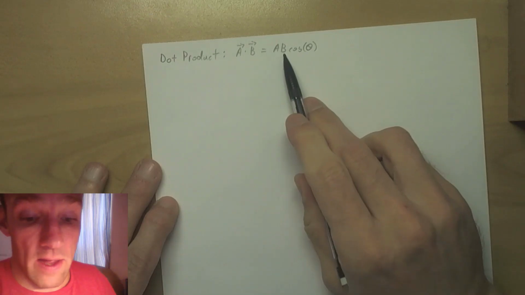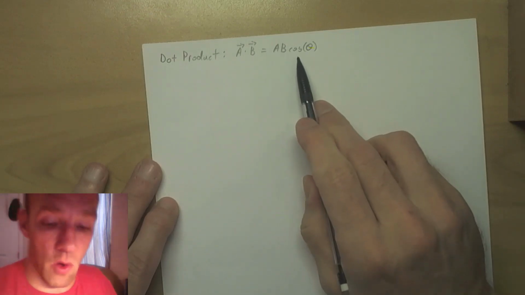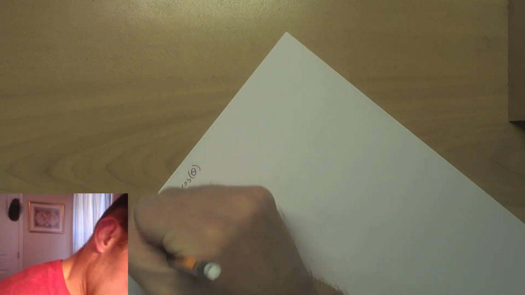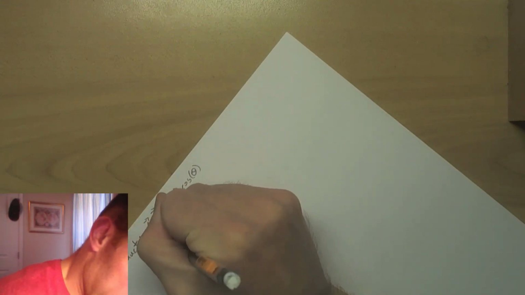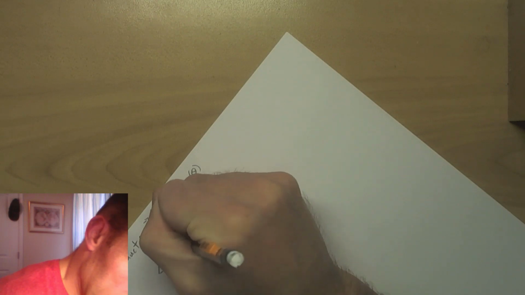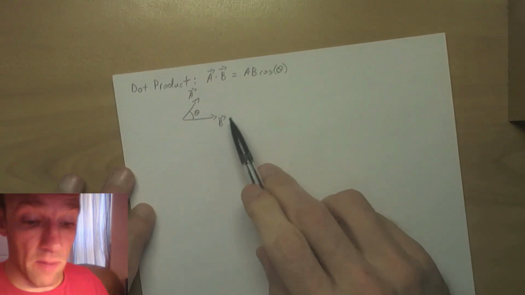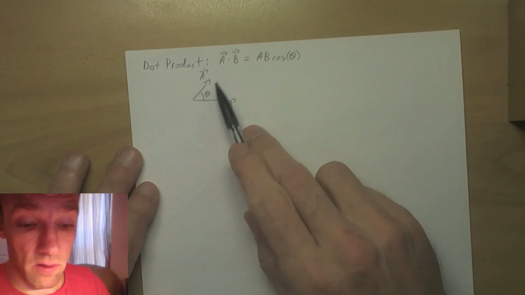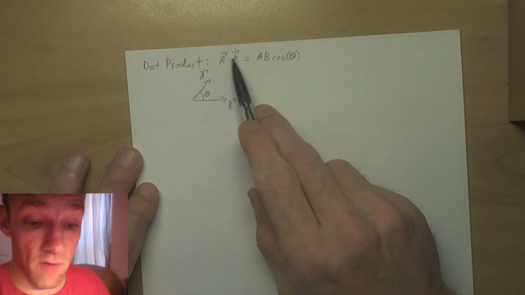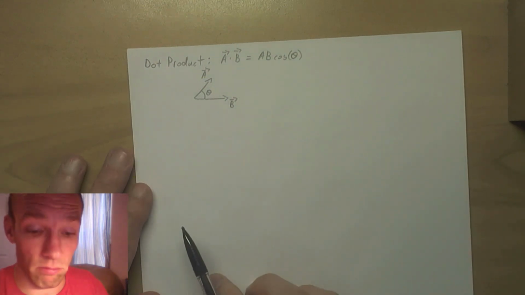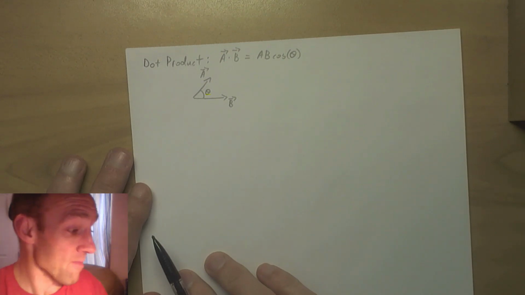The magnitude of A times the magnitude of B times the cosine of the angle between them. So if I have two vectors A and B, they have an angle between them, and A dot B results in a number. So I have two vectors as the input, and the output is simply a number. Okay.